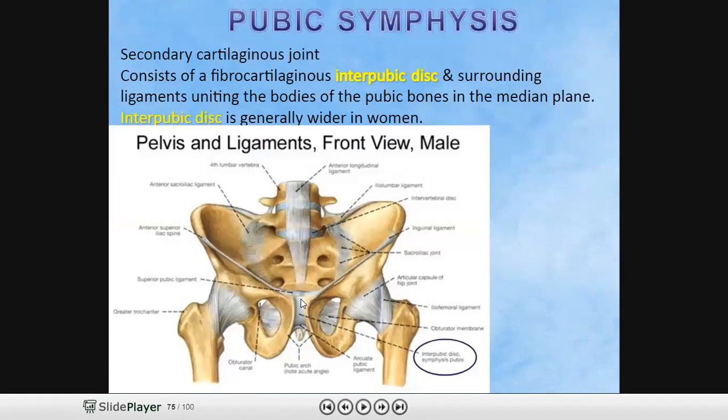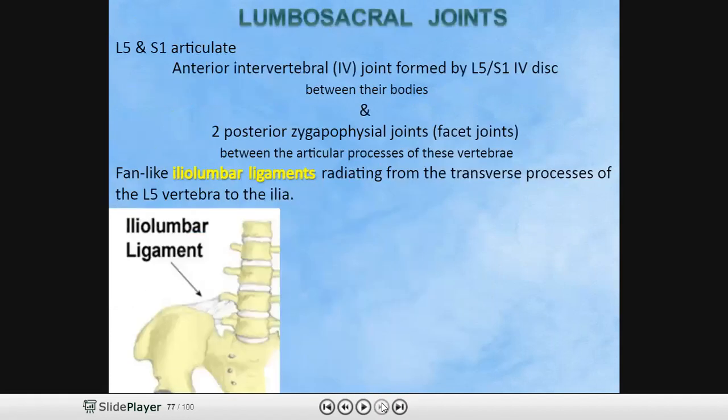So this is pubic symphysis, which is a secondary cartilaginous joint, consisting of fibrocartilaginous interpubic disc and surrounding ligaments uniting the bodies of pubic bones in the median plane. Interpubic disc is generally wider in females, as we have seen in the bony pelvis class.